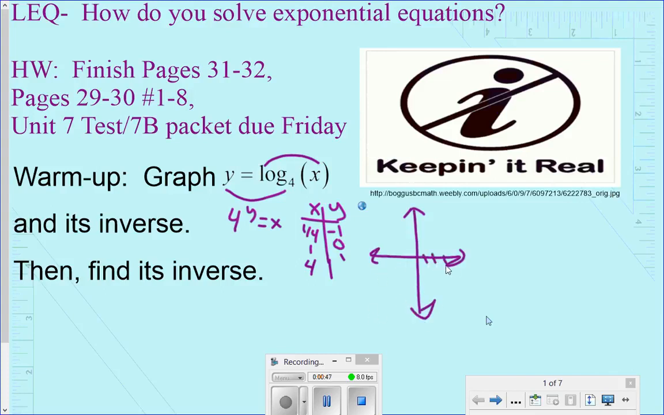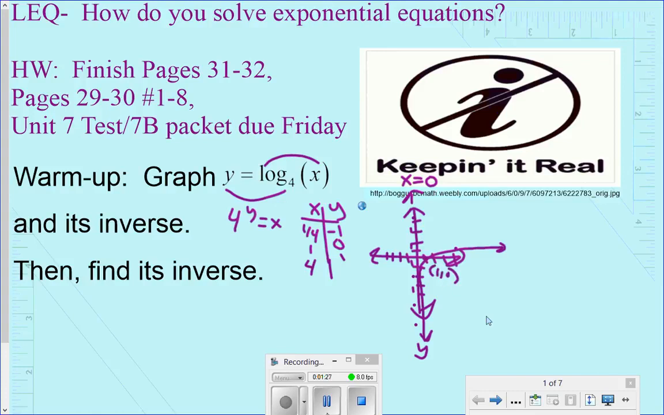So just get some points on here. So 1/4, negative 1 is right about there. 1, 0 is right there, and 4, 1 is right there. So I'm going to go ahead and connect those points, and I know if I get closer, it's just going to keep getting closer to the y-axis. So there is a vertical asymptote at x equals 0, and the locator point is 1, 0.